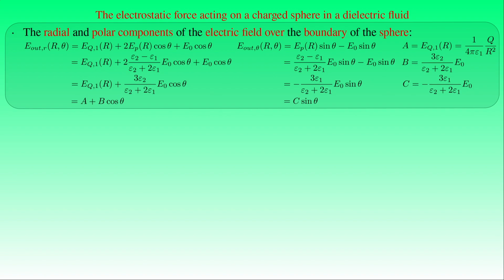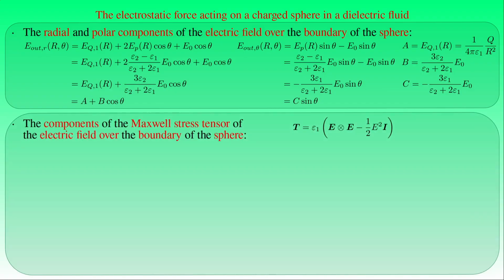theta. Now we are able to determine the Maxwell stress tensor of the net electric field on the boundary interface between the dielectric sphere and the liquid dielectric surrounding the sphere by evaluating the field over the interface and the fluid side. Outside the sphere the stress tensor T is defined by the absolute permittivity epsilon 1 of the liquid dielectric, times the difference between the tensor product of the electric field strength E outside the sphere with itself, and 1 over 2 times the square of the magnitude of the field strength E times the unit tensor I.